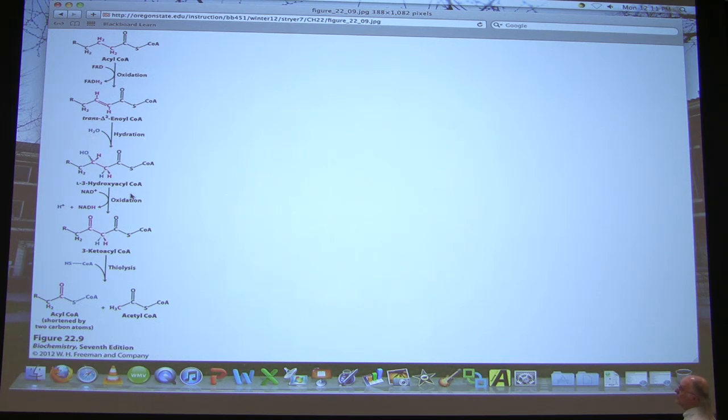I don't care that you know the names of these guys. That's not important. All right? Trans delta 2 enoyl-CoA, L-3-hydroxyacyl-CoA. I'm not worried about that. But I think you should know their general structure. You should know that there is a double bond in the trans configuration between carbons 2 and 3. You should know everything is happening between carbons 2 and 3.